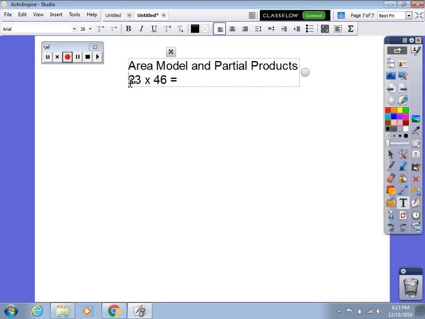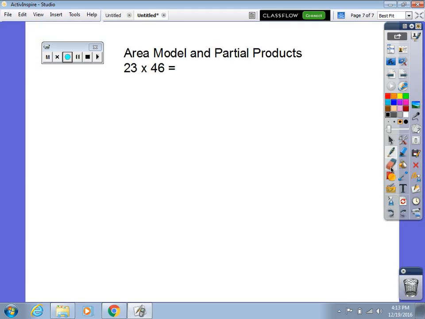All right, so this time I'm going to compare area model and partial products. These right now are probably the two favorite strategies of students in class. I like them both because they're very easy to see all of the parts and how we have to multiply each of the parts together.